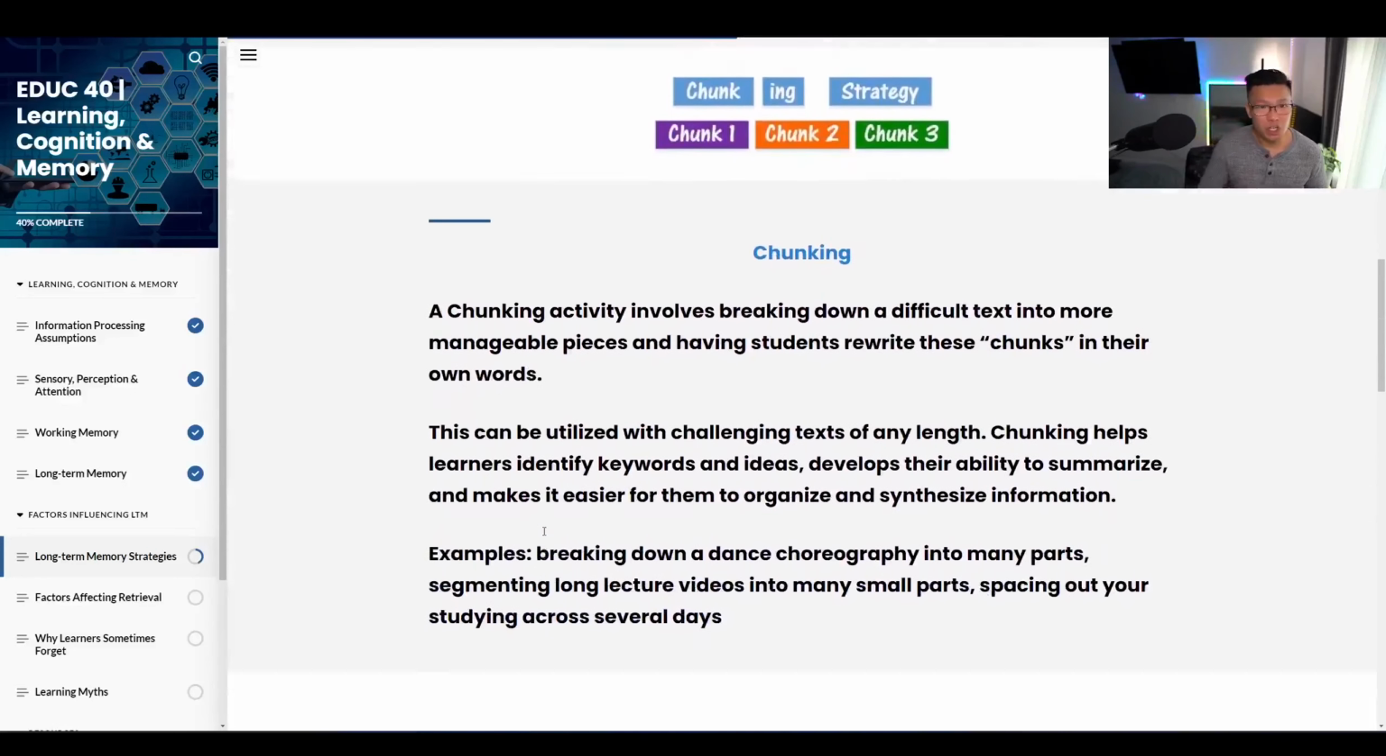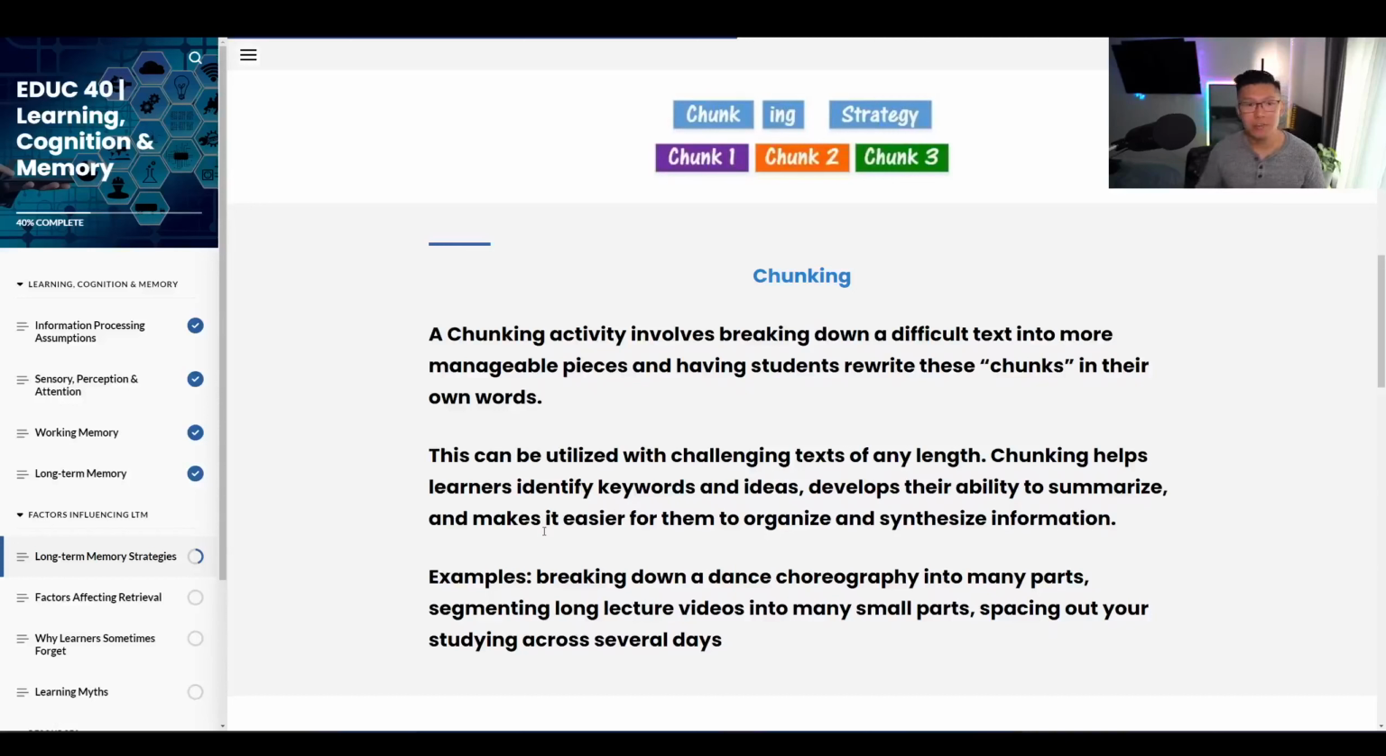Another aspect is chunking. We talked about chunking earlier, but I wanted to dive in a little bit deeper as to what chunking is. A chunking activity involves breaking down difficult text into more manageable pieces and having students rewrite these chunks in their own words.